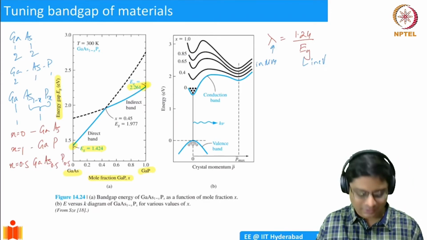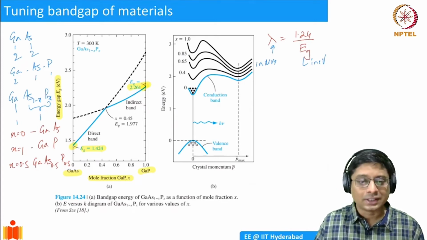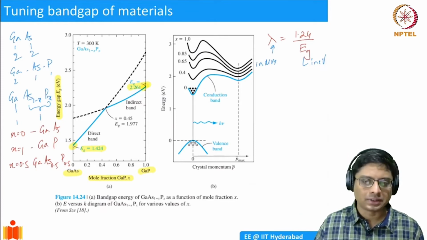That's what it means. When I say the mole fraction of gallium arsenic phosphorus is 0.5, that means for every two atoms of gallium, there is one arsenic atom and one phosphorus atom physically. Okay. So why is this useful?